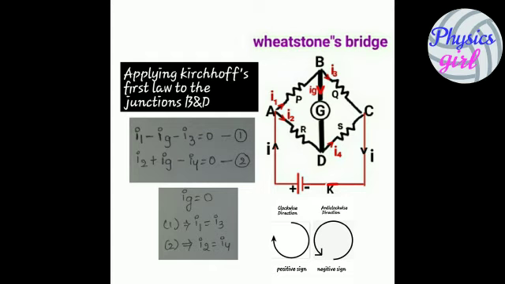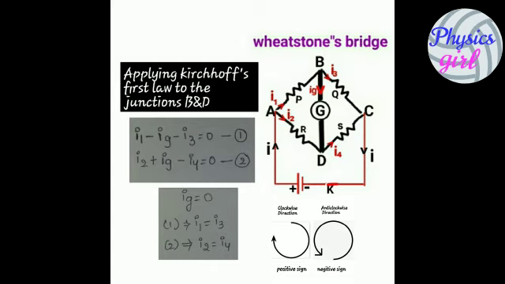Current I1 is in clockwise direction, so it is plus I1. The galvanometer current, that is Ig, is in anti-clockwise direction, so it is minus Ig. I3 is in anti-clockwise direction, that is minus I3. I1 minus Ig minus I3 is equal to 0. This is the first equation.